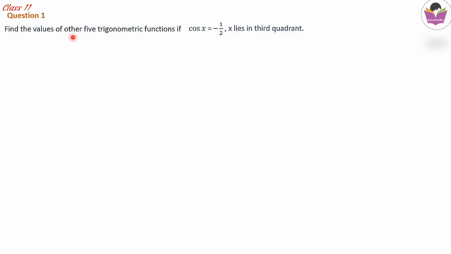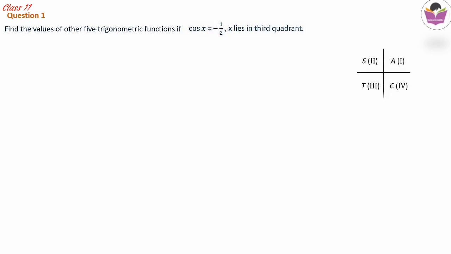Next we shall discuss the exercise problems. First question from exercise 3.2. Find the values of the other 5 trigonometric functions if cos x is equal to -1/2, x lies in the third quadrant. Here cos x, one trigonometric function value, is given to us. There are 6 trigonometric functions, out of which 1 is given, so we have to find the remaining 5 trigonometric function values. And here x lies in the third quadrant.